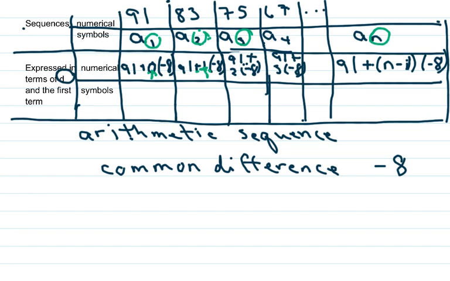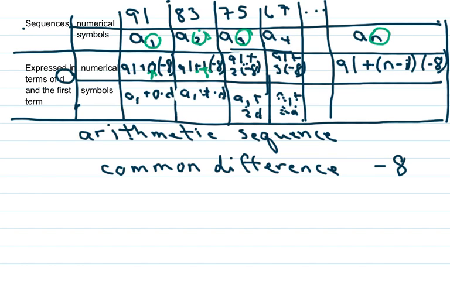And now we're just going to use the symbols. So basically we have A sub 1, your first term, plus 0 times D. A sub 2 plus 1 times D. A sub 3 plus 2 times D. And A sub 1, so first term, plus 3 times D. This should be A sub 1. First term plus your common difference.